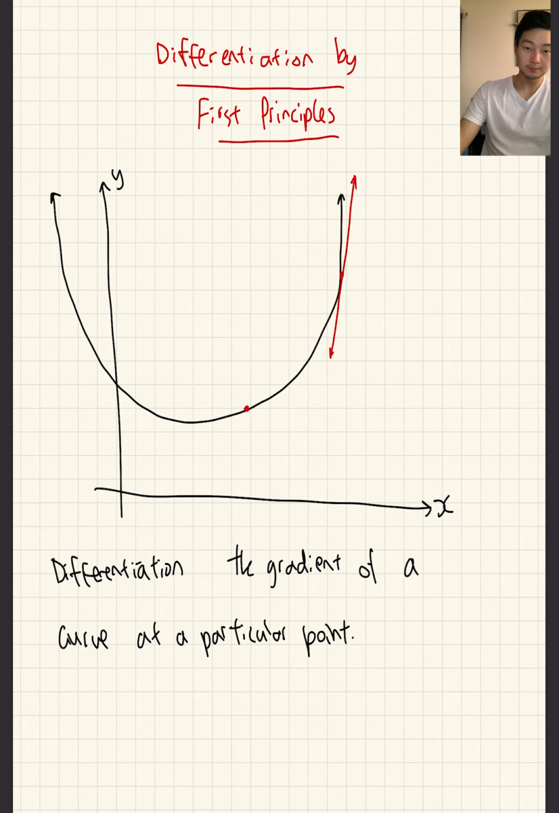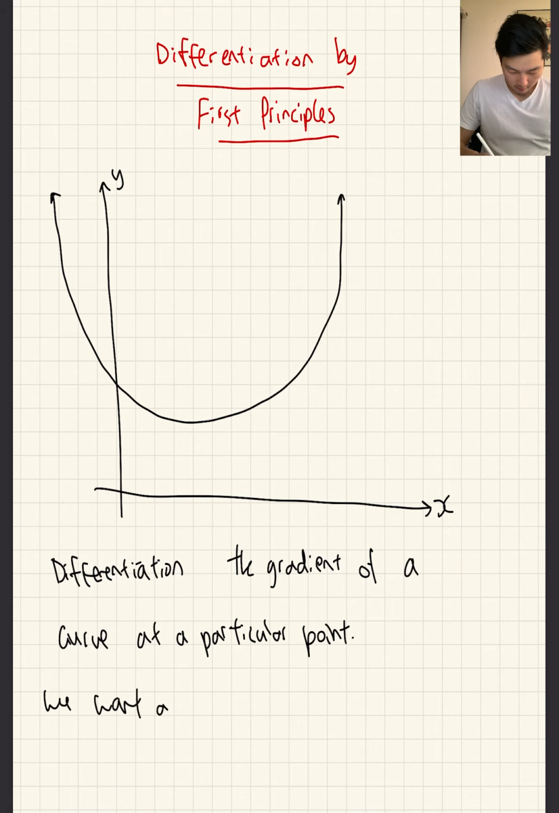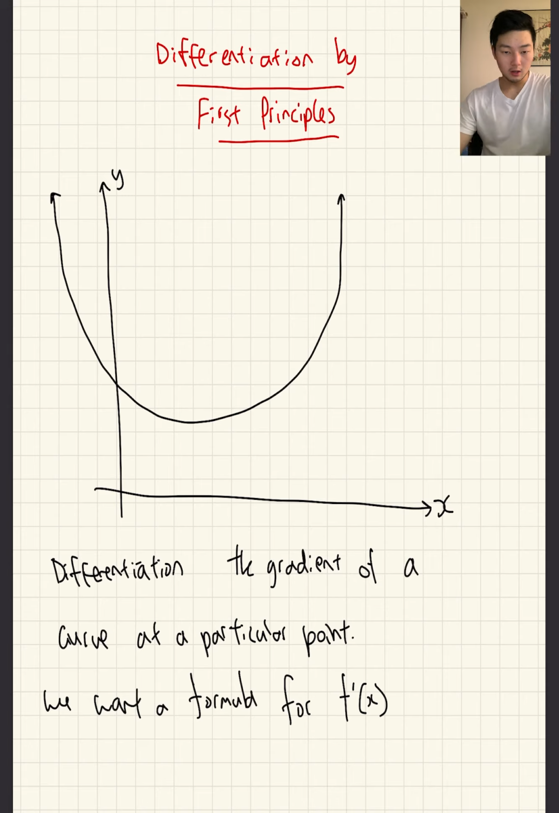So let's start. We want to find a formula for f dash of x, which you can recall is the derivative function, a function that tells us about the gradient of the original curve.